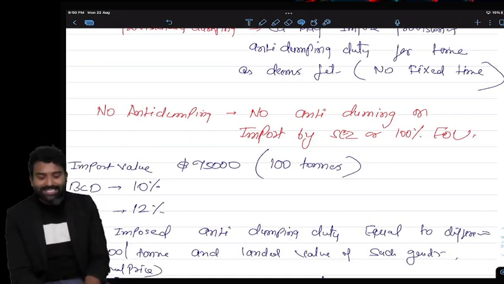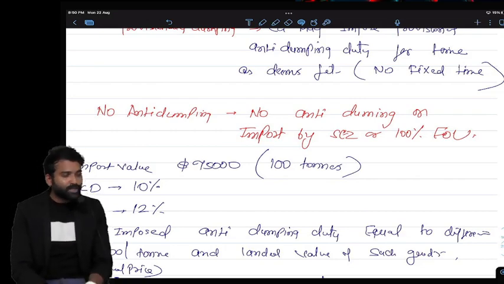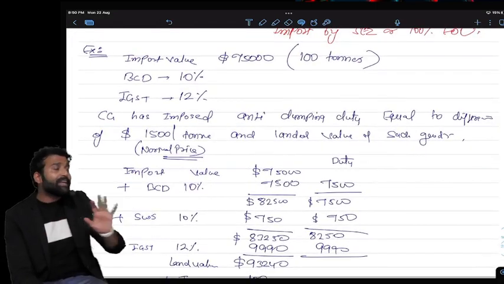Now the question arises is, sir, how to calculate this anti-dumping duty? Whether this anti-dumping duty will be added in our custom duty calculation. Look at the example. The calculation of anti-dumping duty is completely different. How? Look.